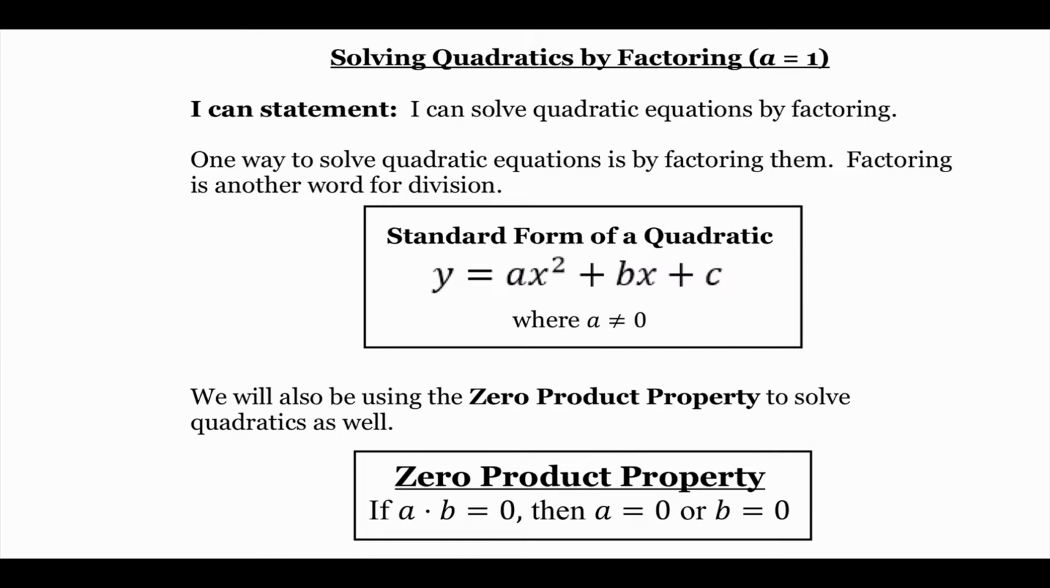So essentially what we're doing is factoring them. Factoring is another word for division. We're just dividing them, okay? Or the opposite of multiplication. More the opposite of multiplication than anything, okay? Then the zero product property.